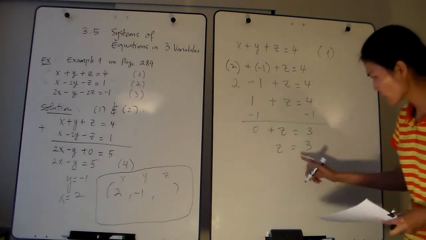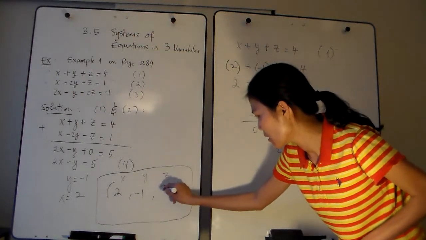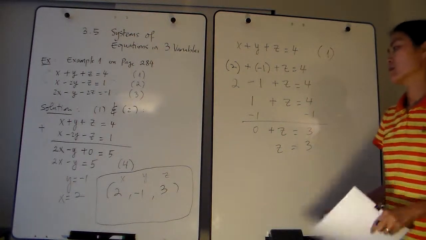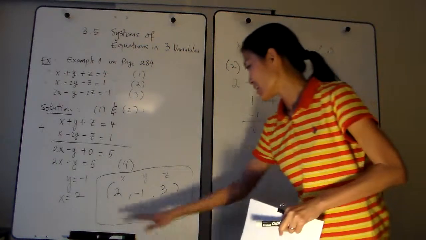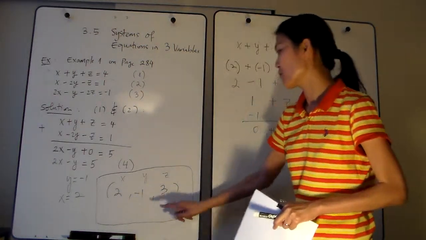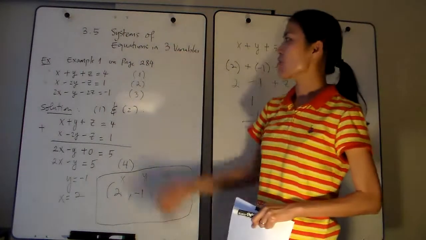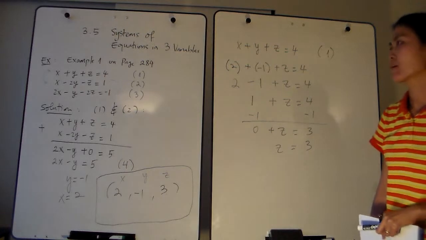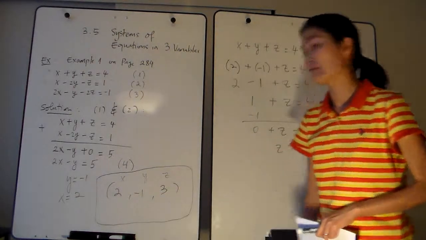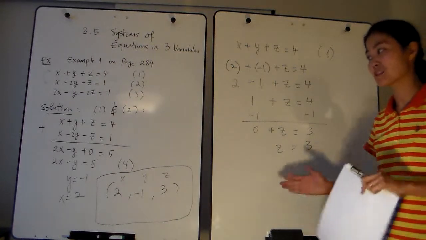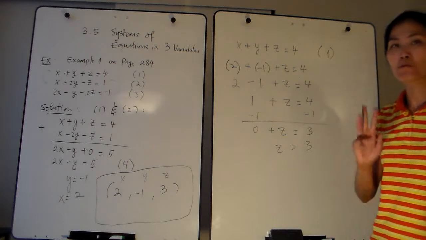Okay? So you have z here to fill in the ordered pair right here. Actually, don't call it an ordered pair anymore because it's not a pair. So this is called 2, negative 1, 3. And this is the answer for this system of 3 equations. I believe they call it an ordered triple because there are 3 variables this time. So this is how you solve a system of 3 equations with 3 variables.